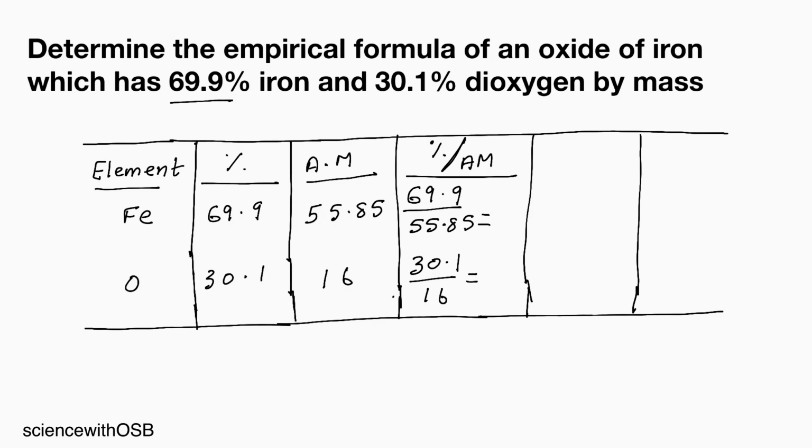Okay, on calculating, we will get 1.251, and for the oxygen we will be getting 1.88. Okay, 1.251 and 1.88. Next one is simple ratio.